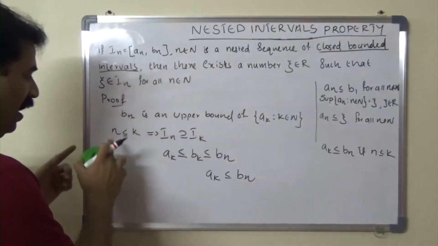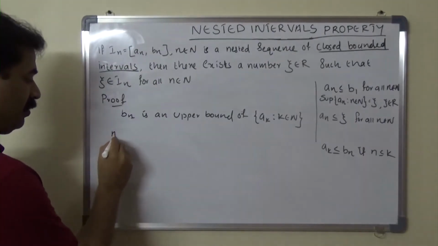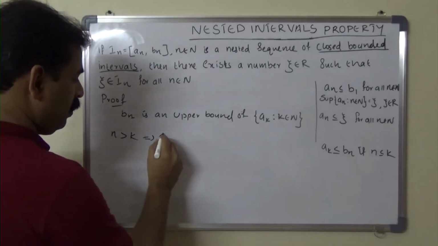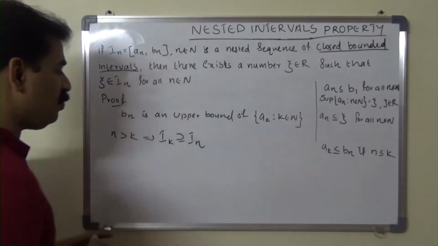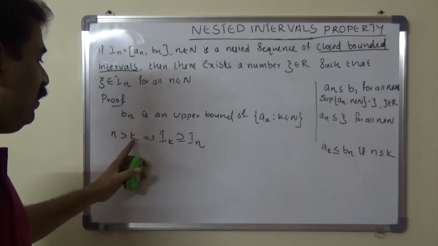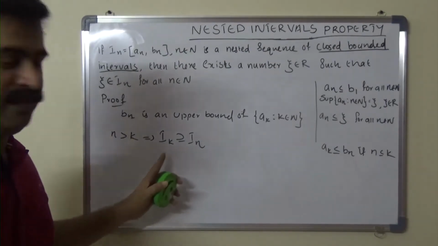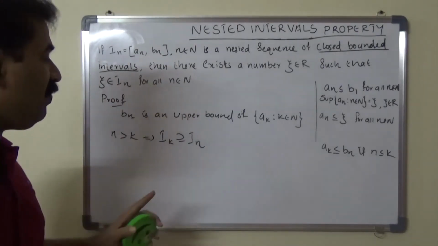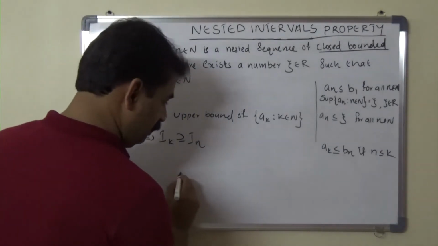So next case, n is greater than k. In this case, we have Ik superset In. Here n is greater than k. Then by the definition of nested intervals, we have Ik contains In.